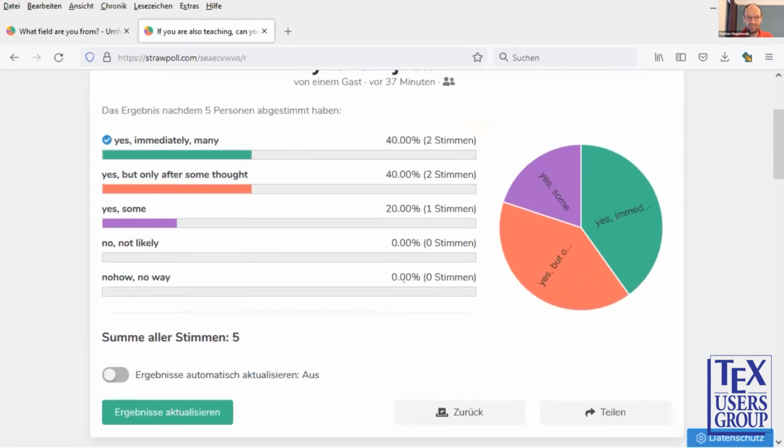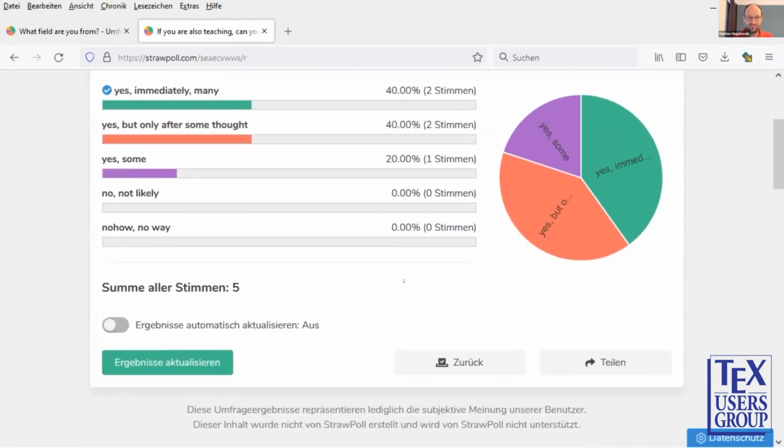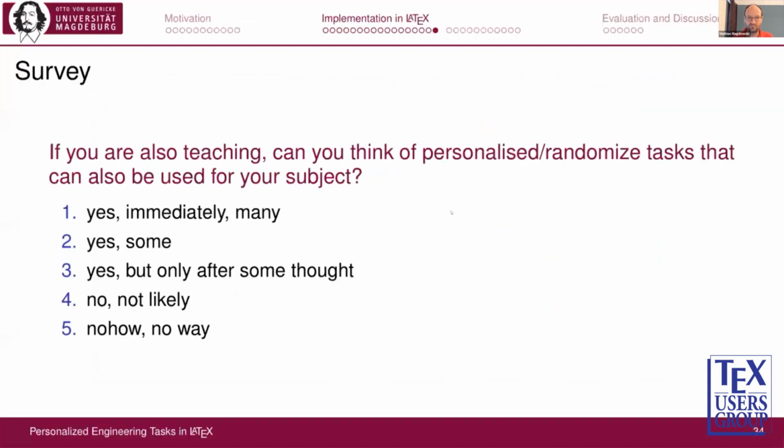Okay, and interestingly, there are some people that say, okay, yes, some, but after some thought. I will once again update the results. Okay, no one said no and no how, no way. Okay, interesting. Thanks for your feedback.